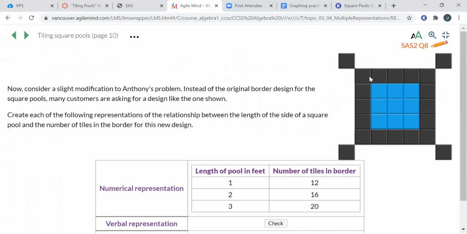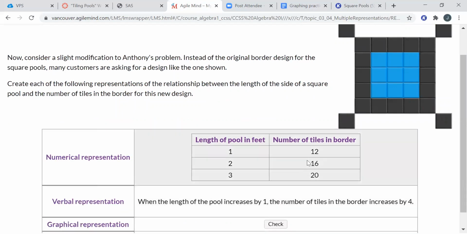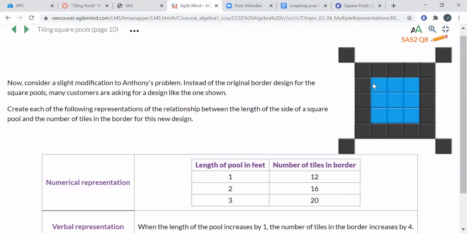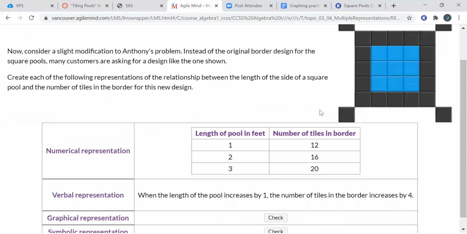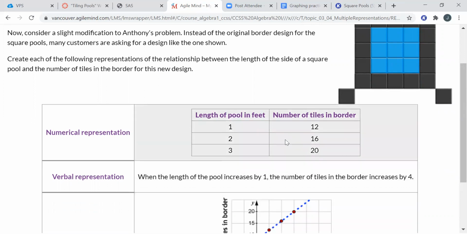So this is the same thing with a pool. Tiles go around the outside, but it has 4 extra corner tiles here. So the numbers here are just 4 bigger than we've been dealing with in the past. We could say it's still, when the length of the sides goes up by 1, this still only goes up by 4 because the only thing changing is these sides, not the corners. So the verbal representation is kind of the same as the previous one. It only goes up by 4s.